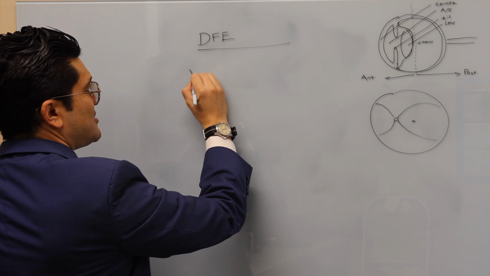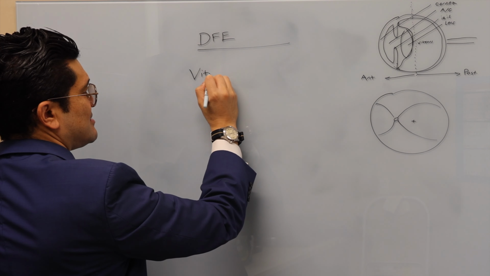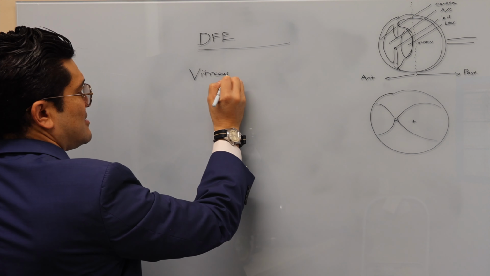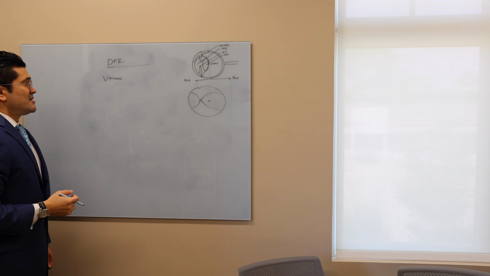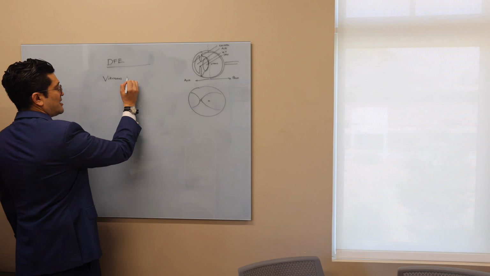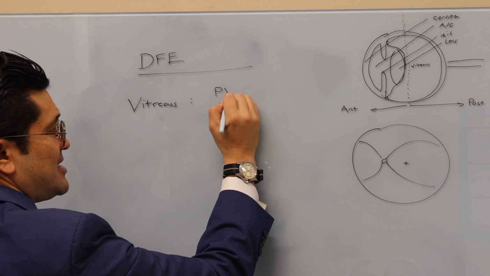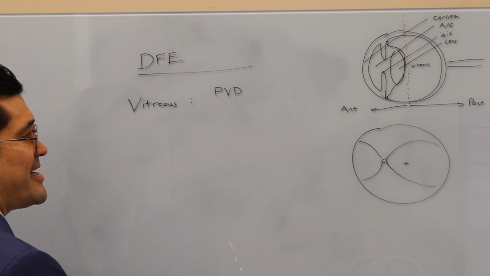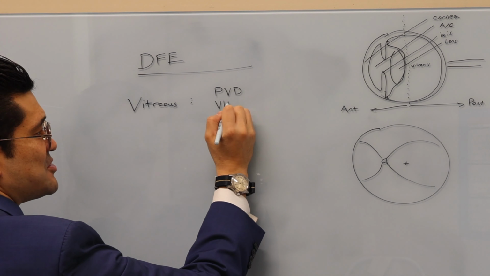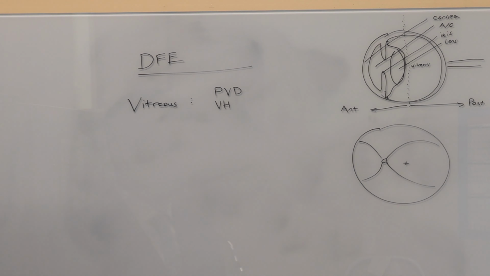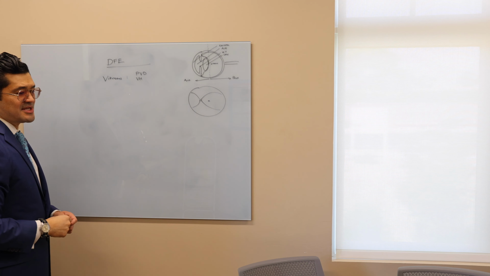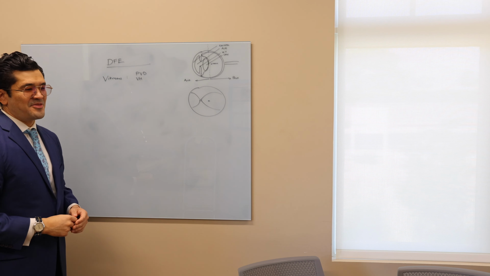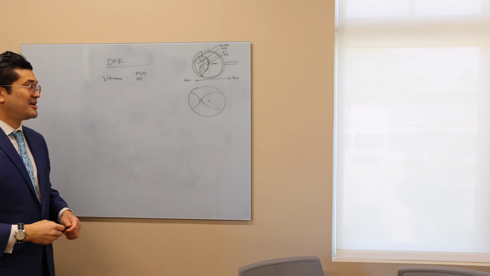We are going to first look at the vitreous, or you can just put V for short. This is where we're going to look for problems like PVD, posterior vitreous detachment. We're looking for vitreous hemorrhage. Is there vitritis? But typically in your general examination, the main thing is whether there is a vitreous detachment or not.